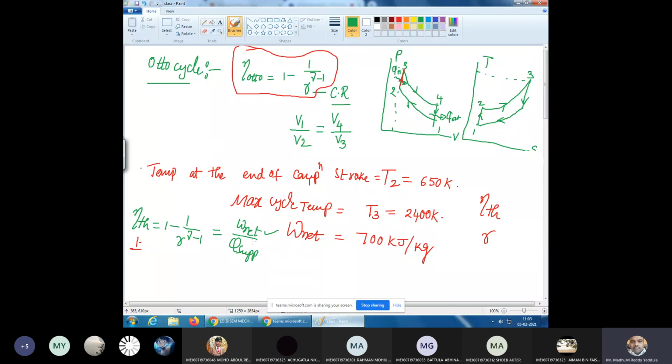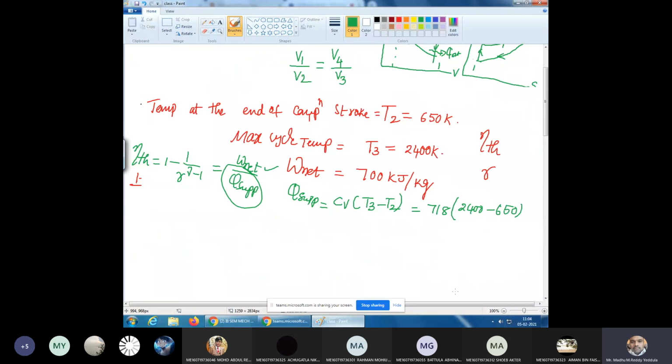How to calculate heat supplied? Anyone tell me. Mass is not given. We can assume unit mass. Heat supplied, Cv into T3 minus T2. Very good. Cv into T3 minus T2, because in process 2 to 3 we are adding the heat. So by addition of the heat, temperature is increased. Therefore T3 minus T2. Cv value we saw just now, 0.718, in kilojoules per kg Kelvin. If you convert into joules, this is equal to 718 into T3, given 2400, T2 also given 650.